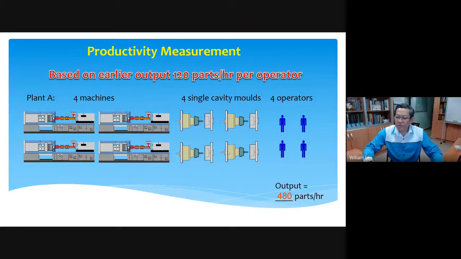Do you know how to work out? If you already know the unit here, 120 parts from the earlier slide, and I have 4 pairs here, right? So 1 pair contributes 120 parts per hour. So you have 4 persons here, 4 machines, 4 times more. So I have 480. Okay, so I hope you understand how to work out.